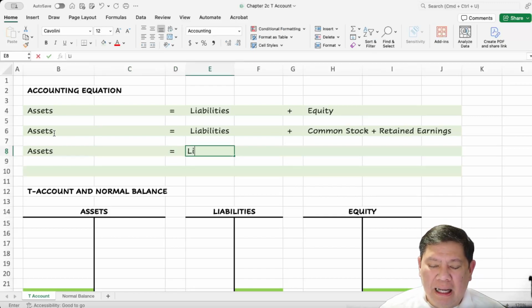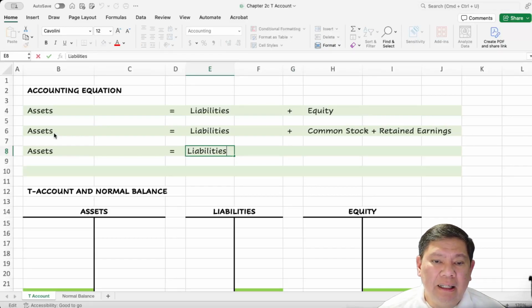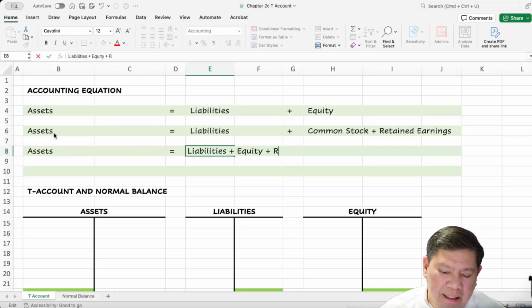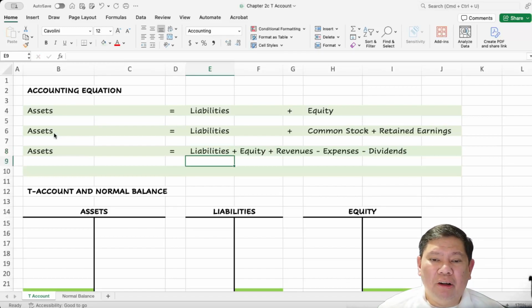Okay, so if we put assets here equals liabilities plus equity, plus revenues, because revenues increase equity, minus expenses, because expenses decrease equity, minus dividends. Okay, so that's our accounting equation.